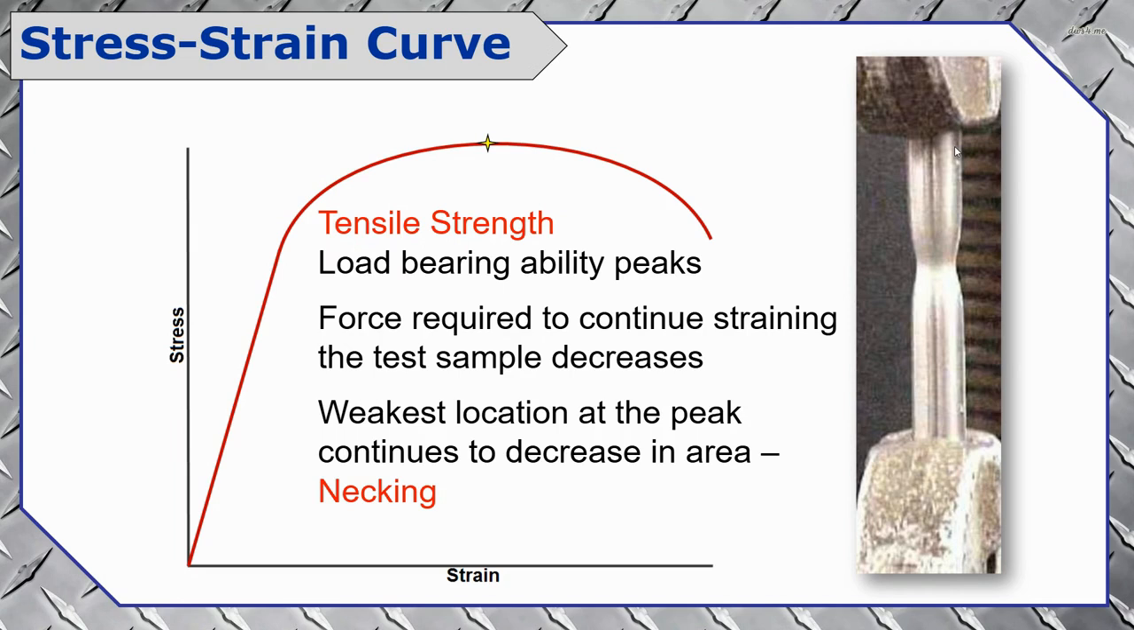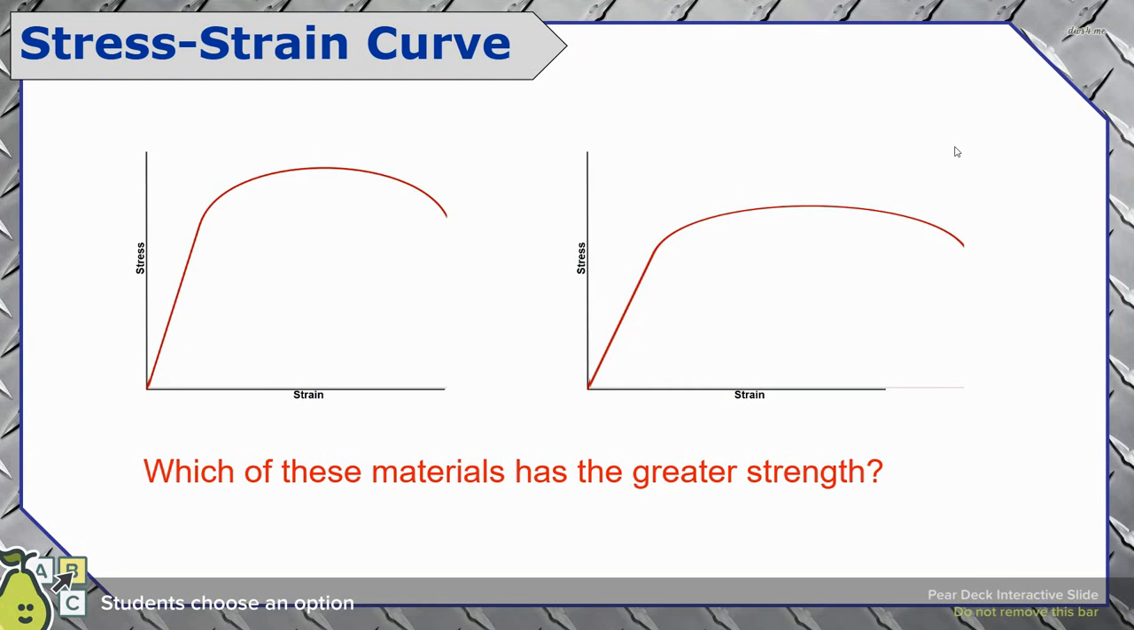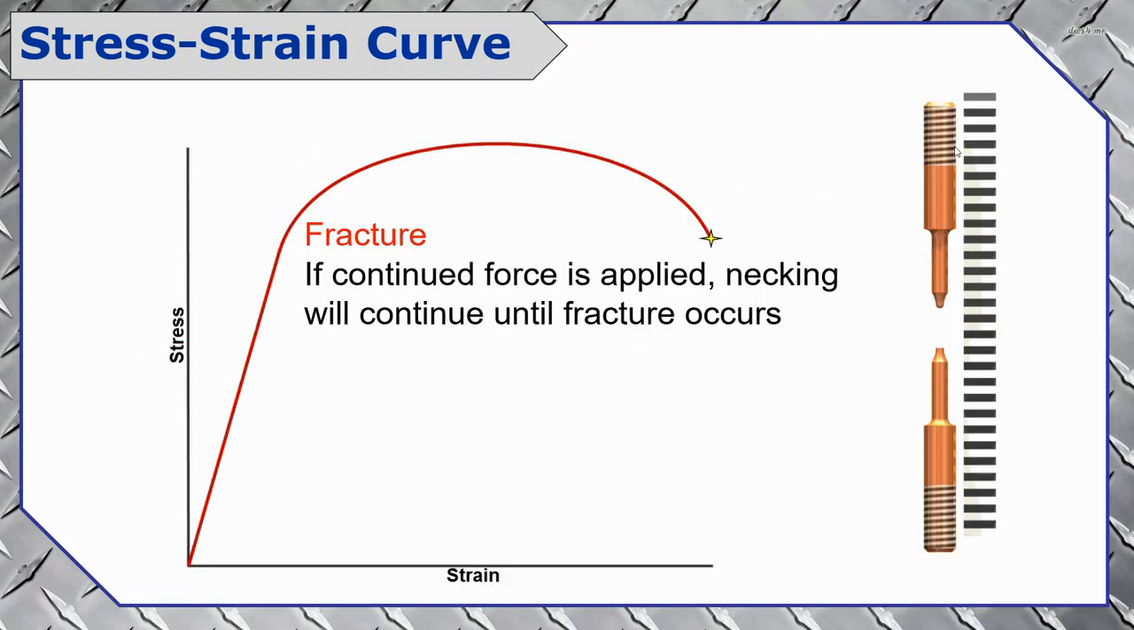This is observable in the actual tensile test with a phenomenon called necking. This is where the diameter of the sample visibly gets smaller as more and more force is applied until eventually we see fracture. After we reach the point of ultimate tensile strength, if continued force is applied, necking is going to continue and the cross-sectional area of our shape is going to continue to decrease until fracture occurs. Fracture is where our material actually splits in two.